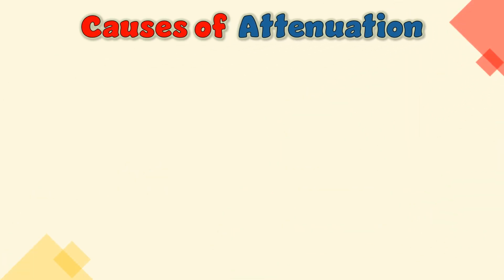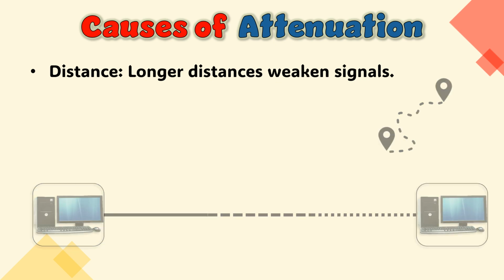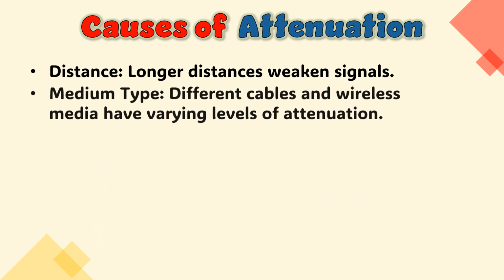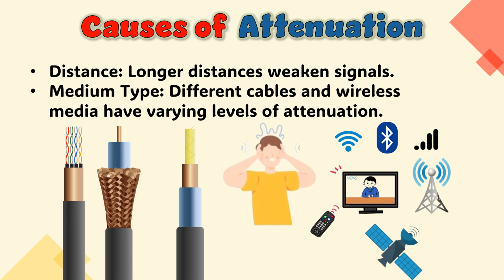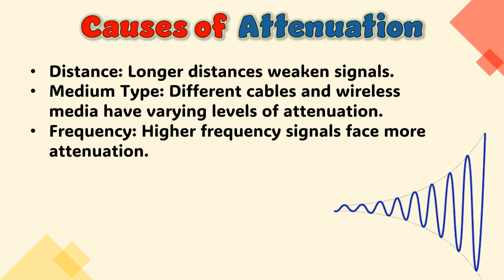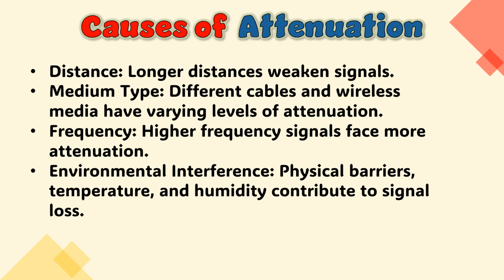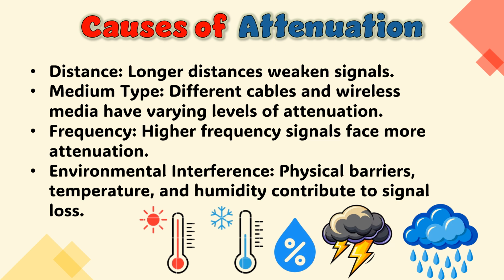There are several factors that contribute to attenuation in computer networks. The first factor is distance. The longer a signal travels, the weaker it becomes. Next is the type of medium used. Different transmission media, like copper wires, fiber optics, or wireless, have varying levels of attenuation. Frequency also plays a role. Higher frequency signals tend to experience more attenuation. Finally, environmental interference, such as temperature, humidity, and physical obstructions, can cause signal loss.